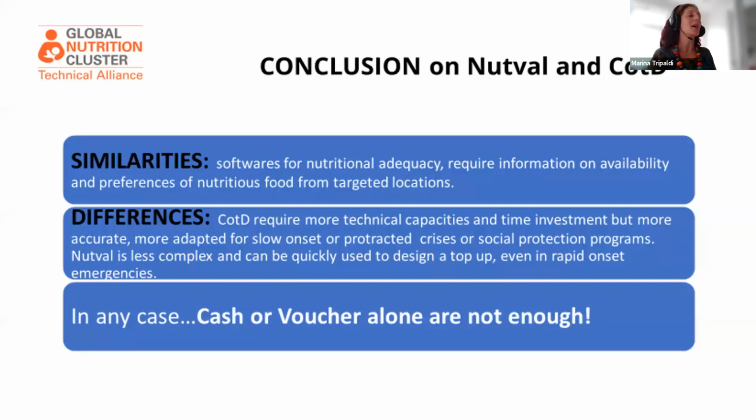But please remember that those differences are not set in stone. You might still have contexts in which there is a rapid onset emergency, and a cost of the diet study was done recently, so you can use this data very well. And similarly, you can operate in a more stable context and do a similar process to what was done in Nigeria and what was led by Maggie.